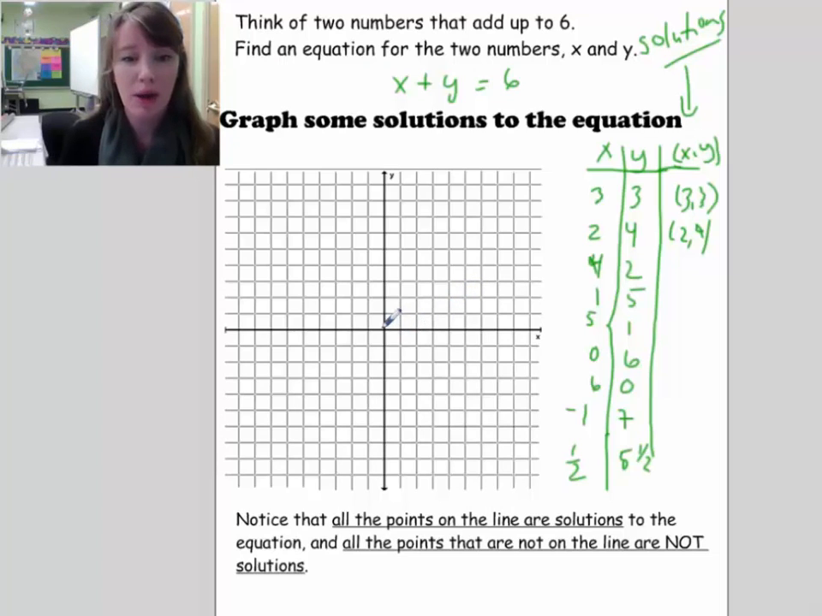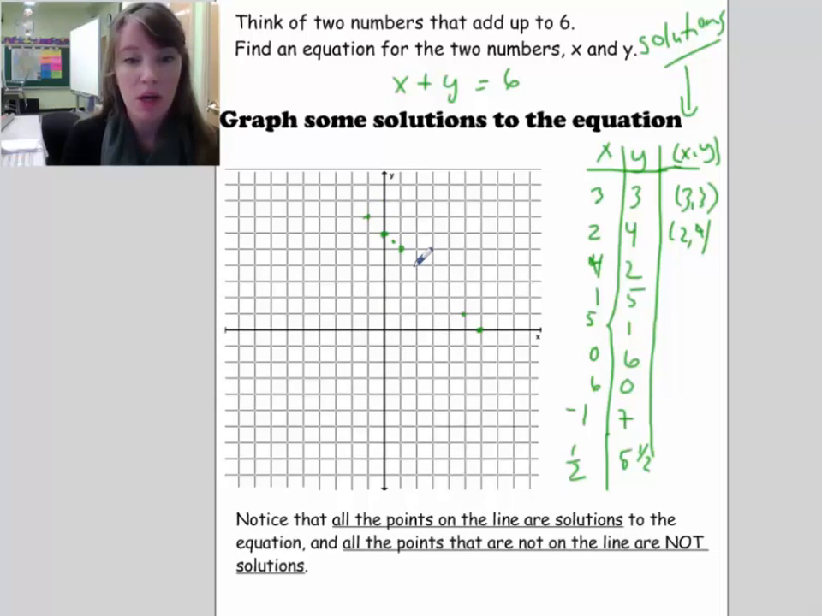So here, if I graph them, let's graph (0, 6) first. So 0 would be 0 on the x-axis, and up 1, 2, 3, 4, 5, 6 here. And then I could also have (6, 0). So 1, 2, 3, 4, 5, 6. This is (6, 0). I could have (1, 5), that would be here, and (5, 1), that would be here. I could have (0.5, 5.5), that would come between the 2 points. I could have (-1, 7) here.